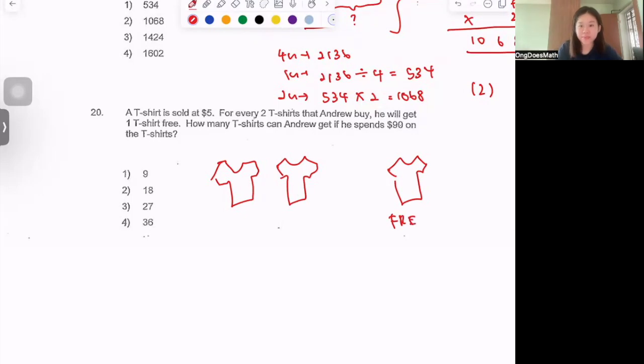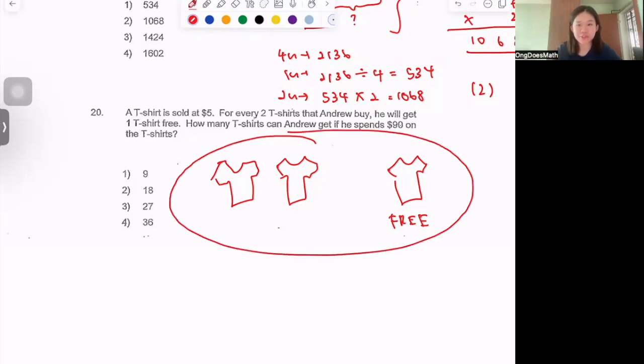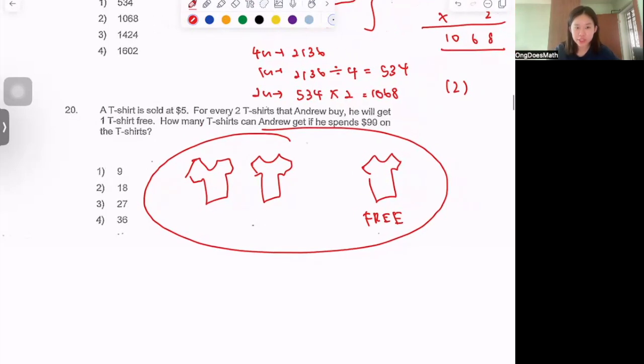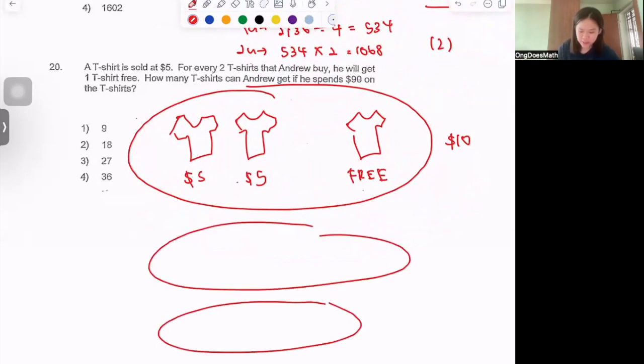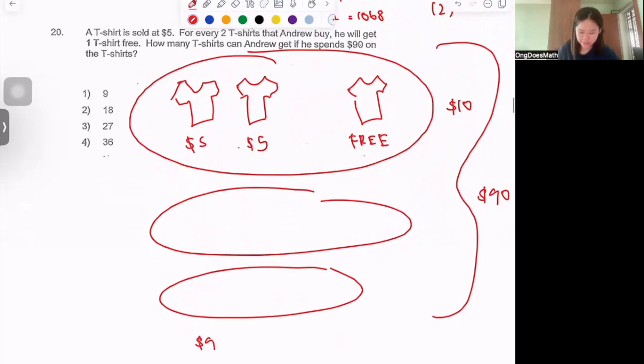So as a typical Singaporean, we want to get as many free things as possible, right? So we'll try to group these 3 t-shirts up so that we can get as many free t-shirts as possible. So for these 3 t-shirts, it will only cost him $10 because he only pays at the price of 2 t-shirts. So if he gets like $90, how many groups of such 3 t-shirts can he buy? It will just be $90 divided by $10, right? So that's 9 groups.